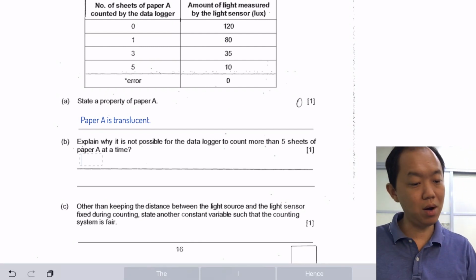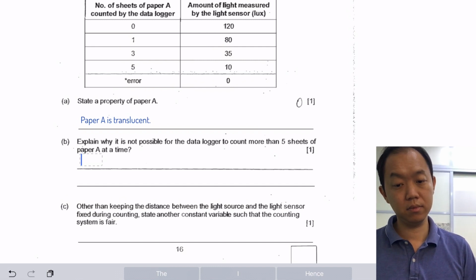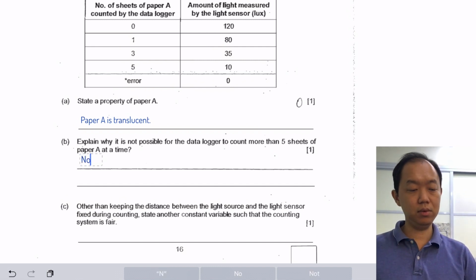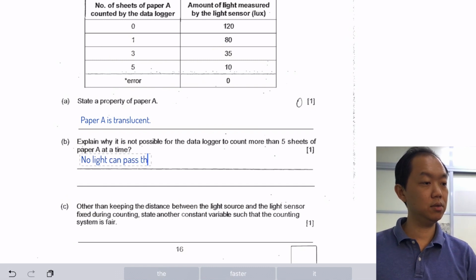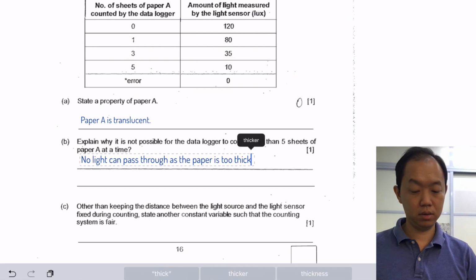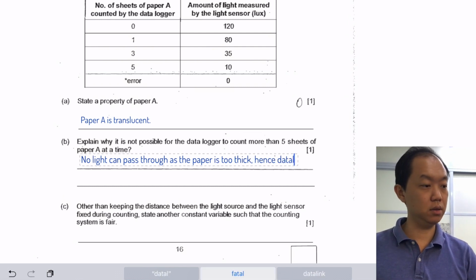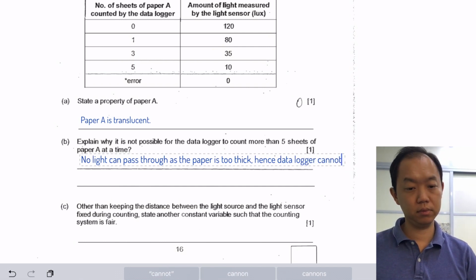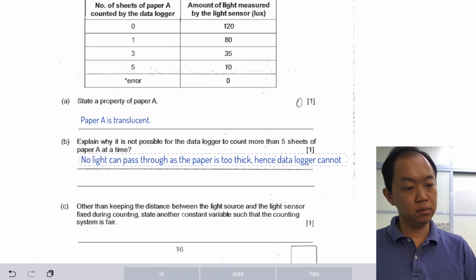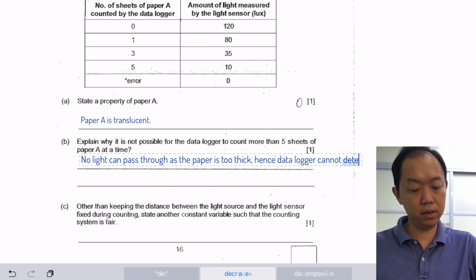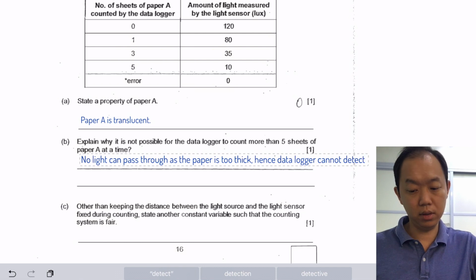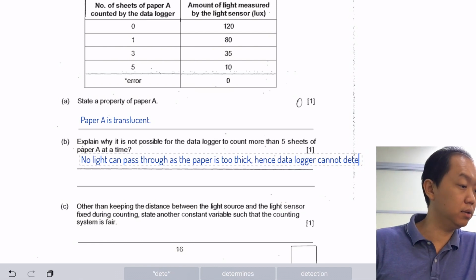So explain why it's not possible for the data logger to count more than 5 sheets of paper at a time. Okay, so no light can pass through as the paper is too thick, hence the data logger cannot detect.